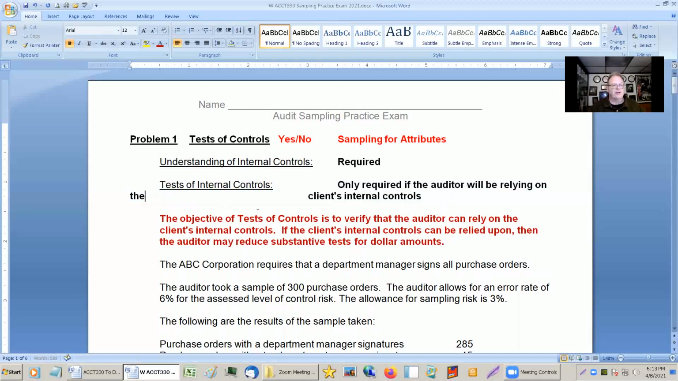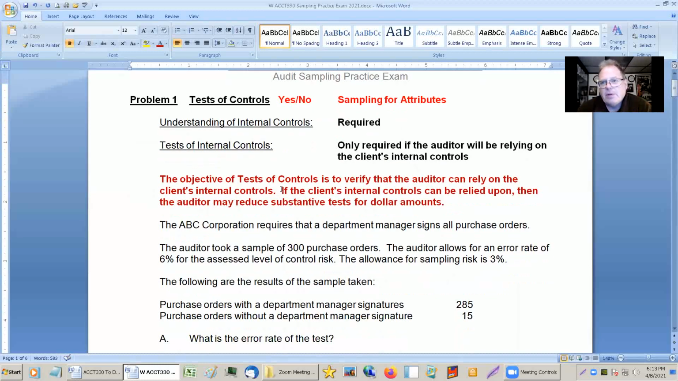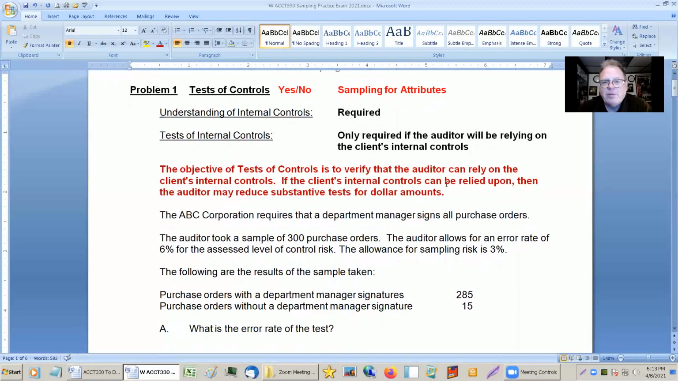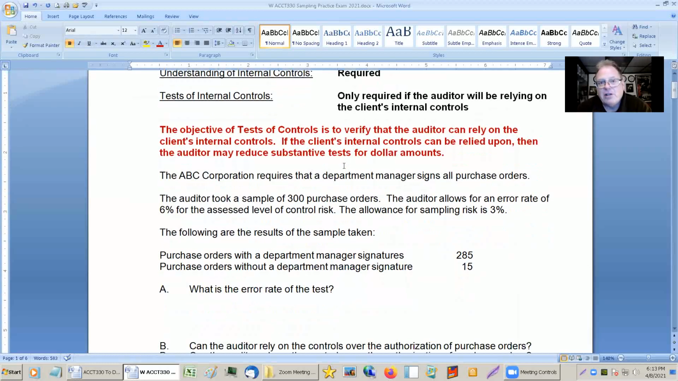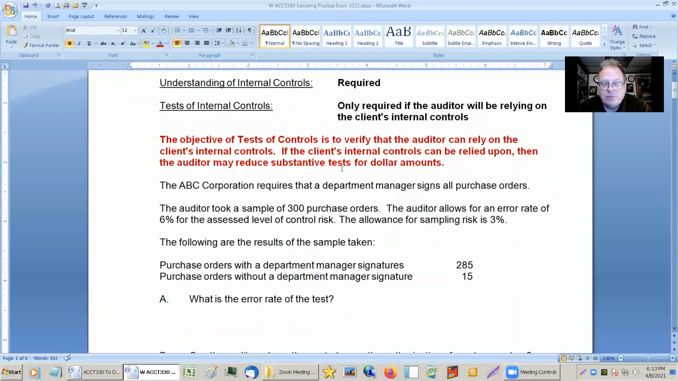That's only required if you're going to rely on the internal controls. And so you say, well, why would you do that? Well, it's probably more efficient. It's cheaper. If it would cost $20,000 to test the internal controls, and if you don't test the internal controls, it costs $25,000, you say, well, let's test the internal controls so we can rely on them. They'll save us $5,000. So testing the internal controls for a financial audit is optional.